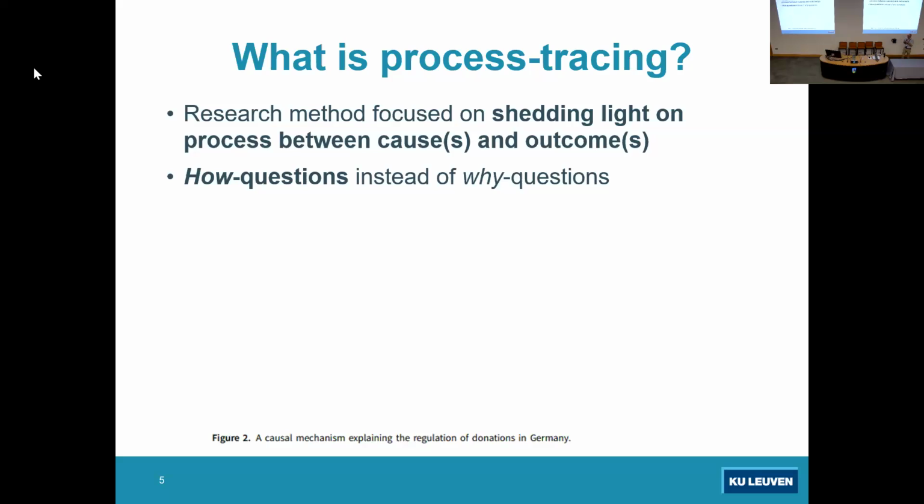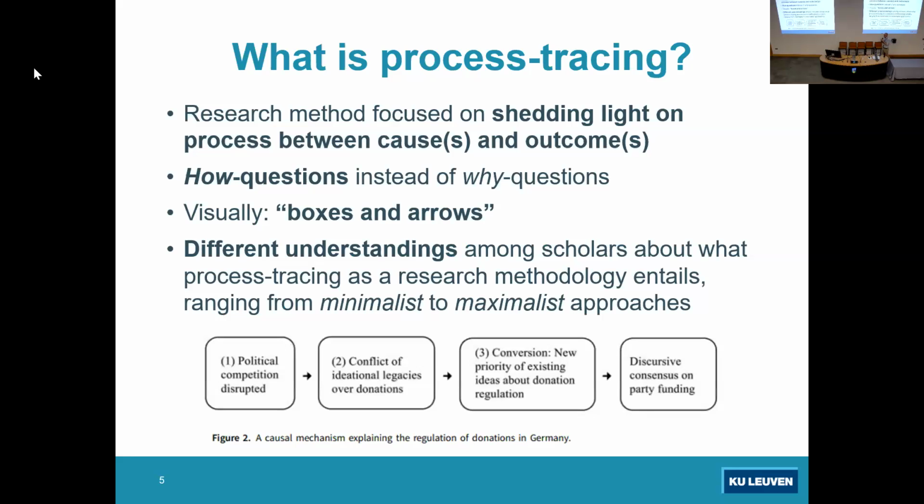In statistical analysis, you look for particular trends, how often a particular cause and a particular outcome occur simultaneously, but that does not necessarily say a lot about how the cause and the outcome are connected to each other, and that is specifically what you're going to do with process tracing. See how a cause really leads to a specific outcome. How does it look in practice?